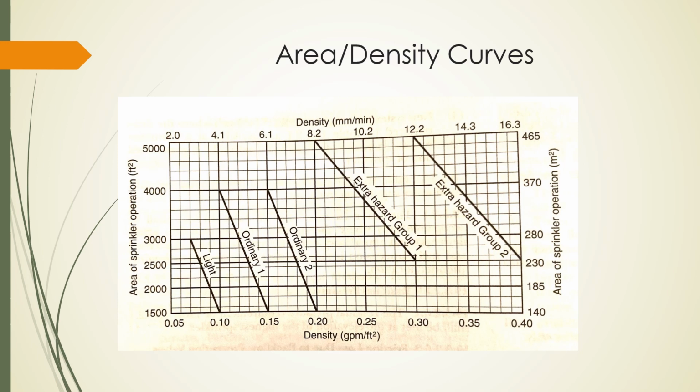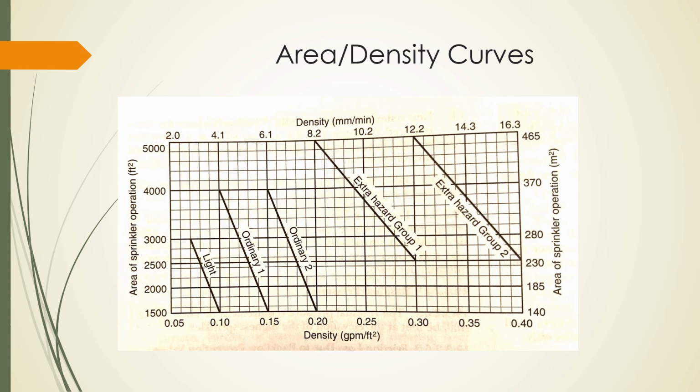They've been around since the early 70s, I think since 1972. As you can see, let's just take the ordinary hazard group 1, for instance. What it says is that there's an area of sprinkler operation along the y-axis, and that runs from 1,500 to 5,000. Then there's a density, which I'll get into in the next slide, which is a quantity of water being applied to a square foot space.